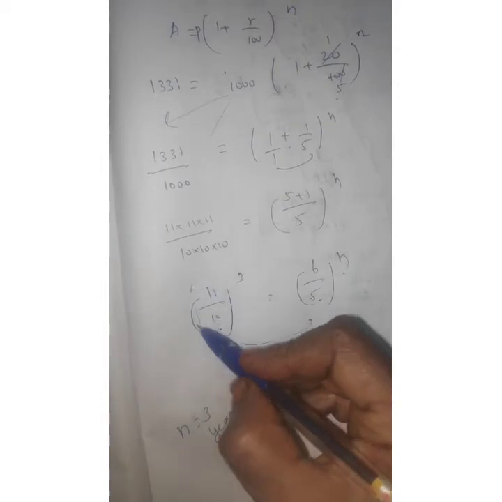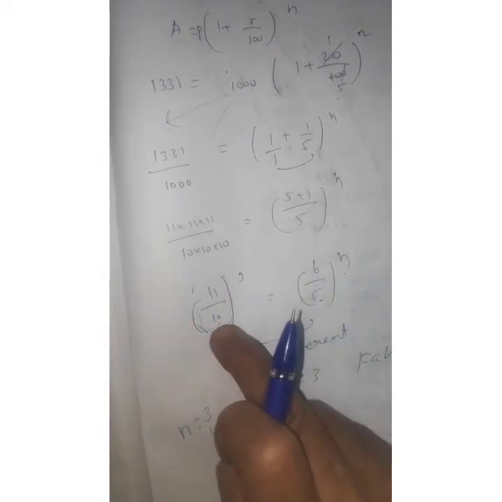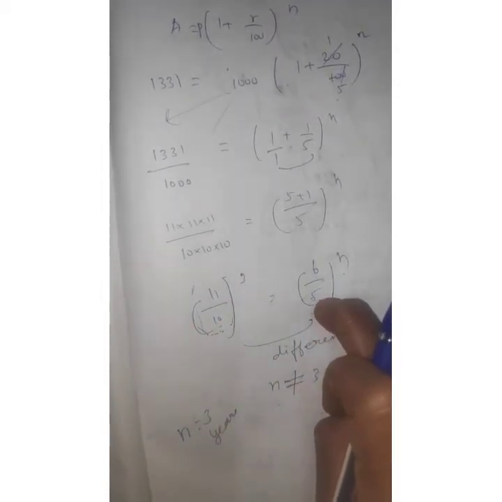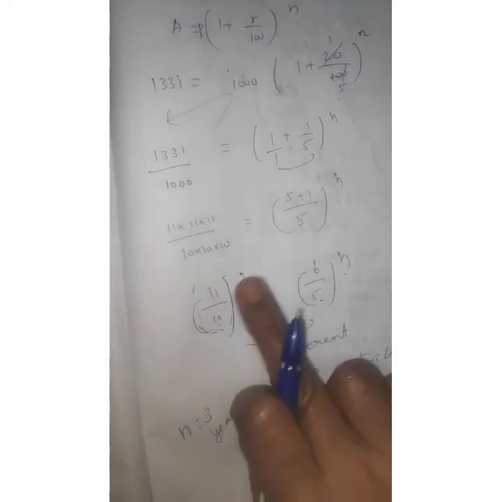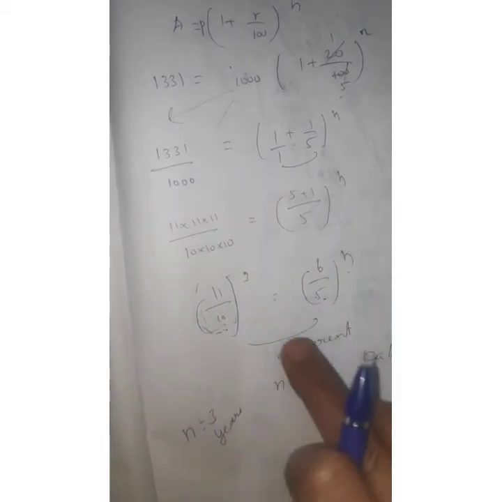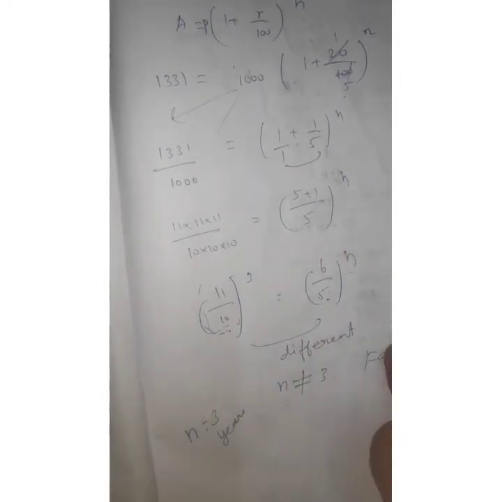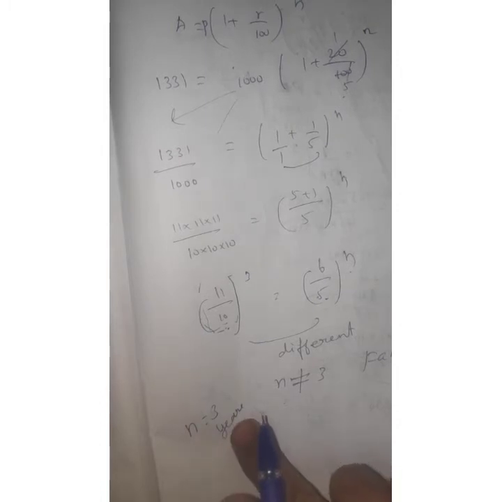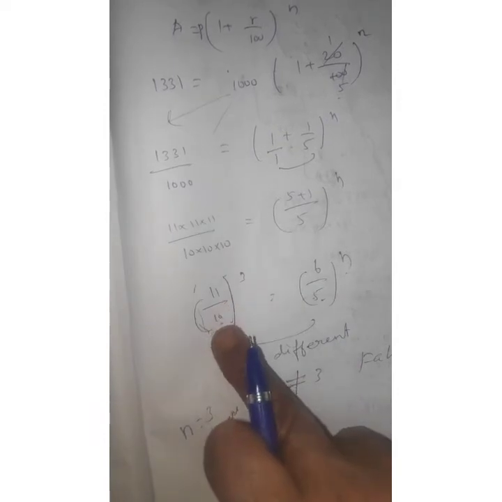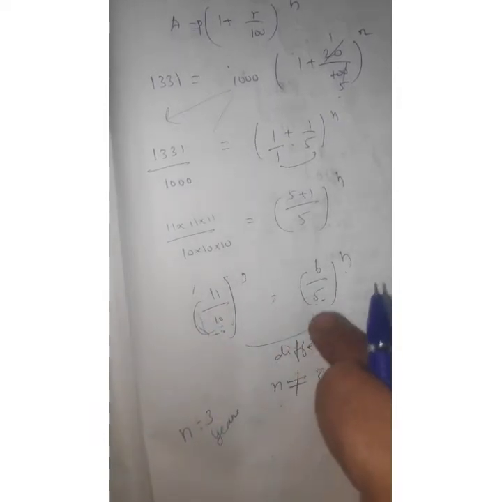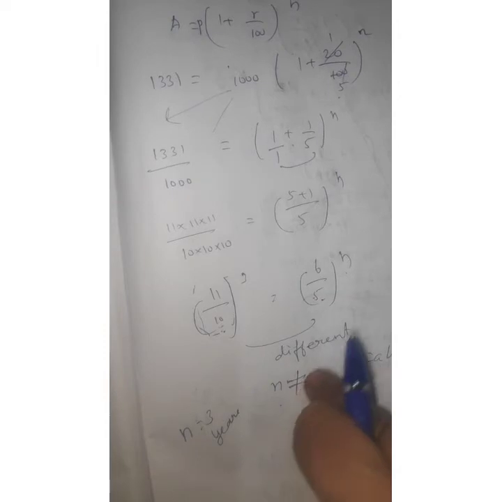See here, the fraction number is 11 by 10, and here the fraction number is 6 by 5. The two are different, so definitely their powers are also wrong. The bases must be equal to compare the powers directly. With different bases, n not equal to 3, so the given statement is false. The book gives n equal to 3, but here the bases are different, 11 by 10 and 6 by 5. So n not equal to 3, the answer is false.